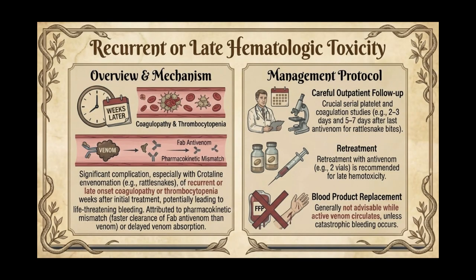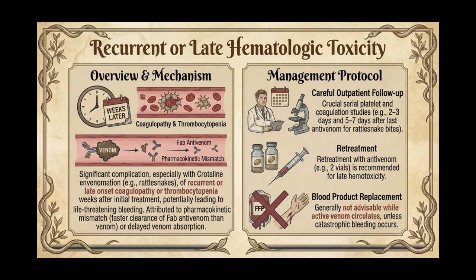Recurrent or late hematologic toxicity is a significant complication, especially in cases of crotaline envenomation. It can manifest as the recurrence or delayed onset of coagulopathy, such as low fibrinogen levels, prolonged prothrombin time or international normalized ratio, activated partial thromboplastin time, or thrombocytopenia weeks after initial treatment. This issue can be associated with life-threatening bleeding.